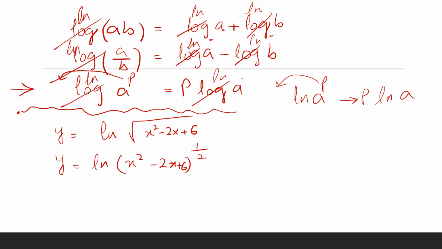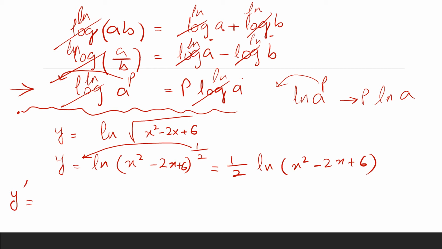So it means I can bring the half before the ln, which gives you half ln of x square minus 2x plus 6. And why did I do this? I did this to take the derivative in the simplest form. So this half is a constant, and here you can use the constant multiple rule.